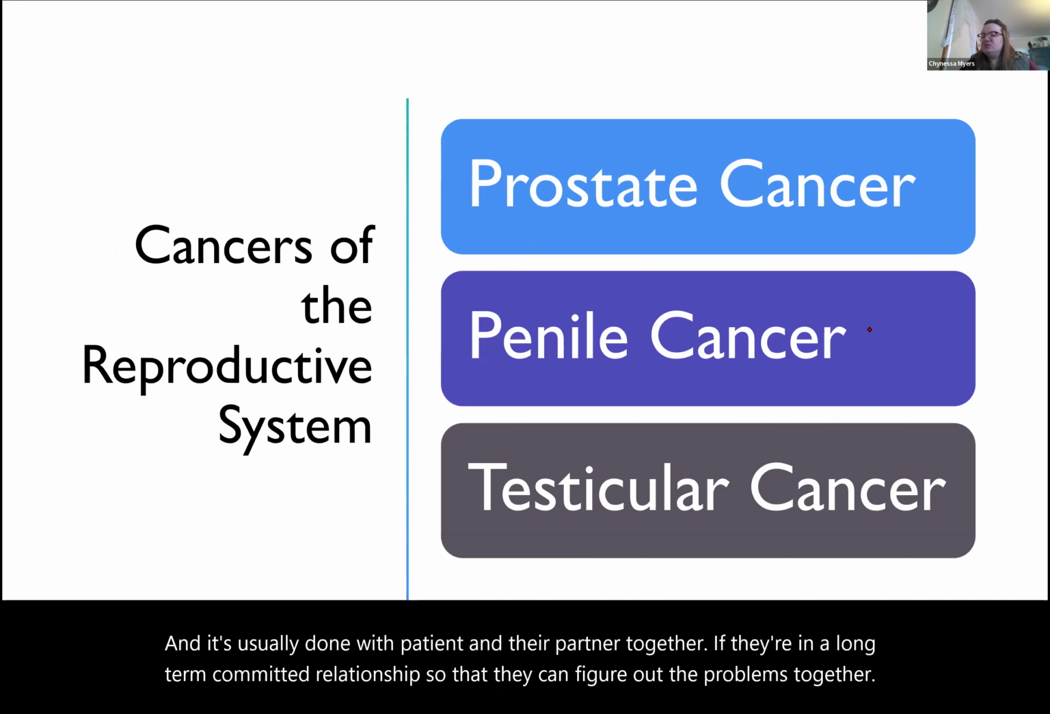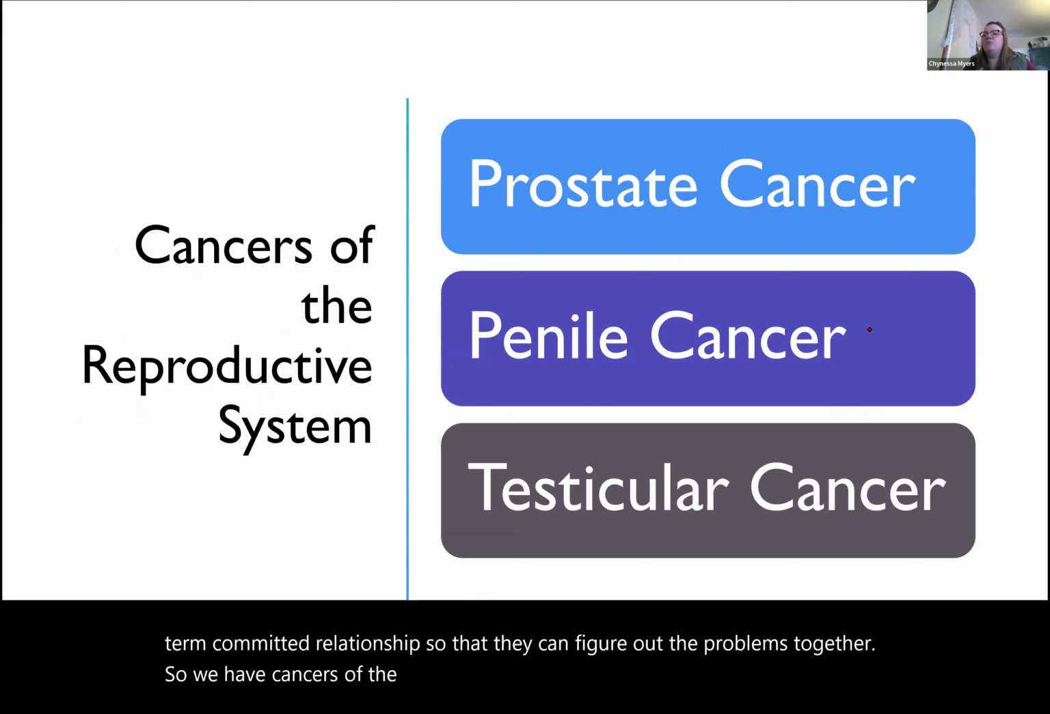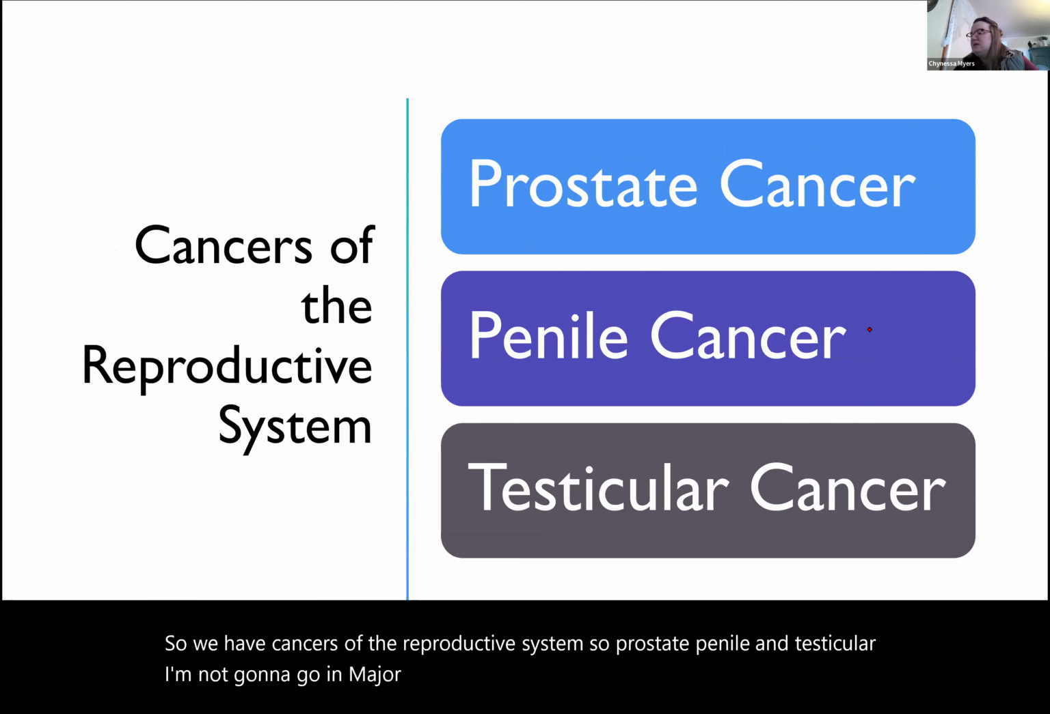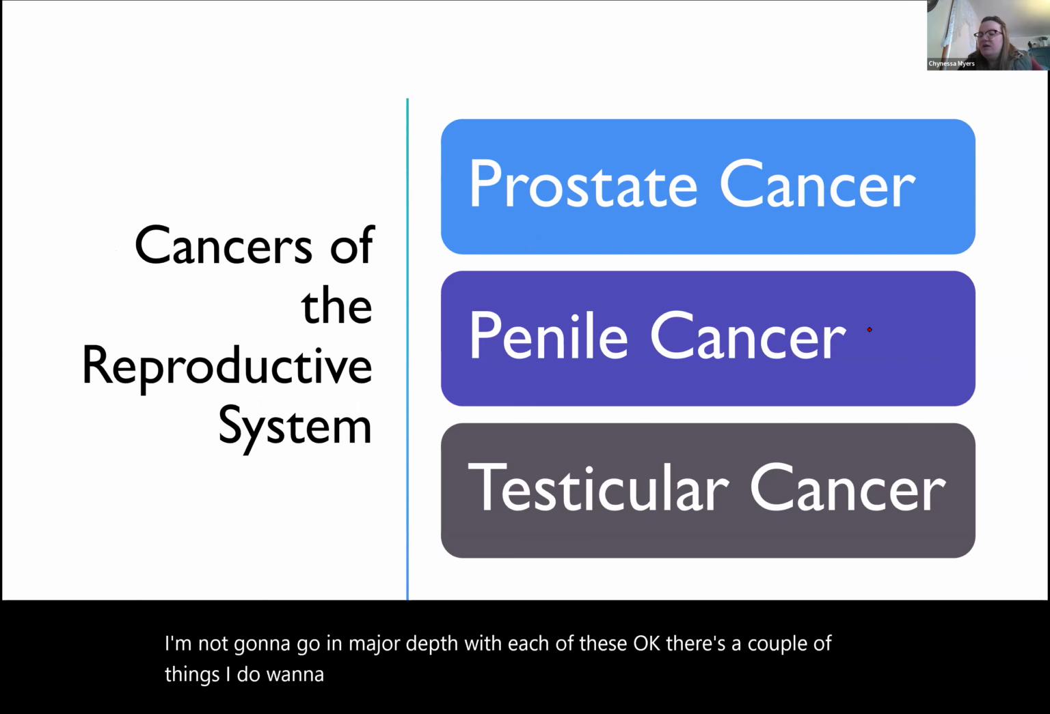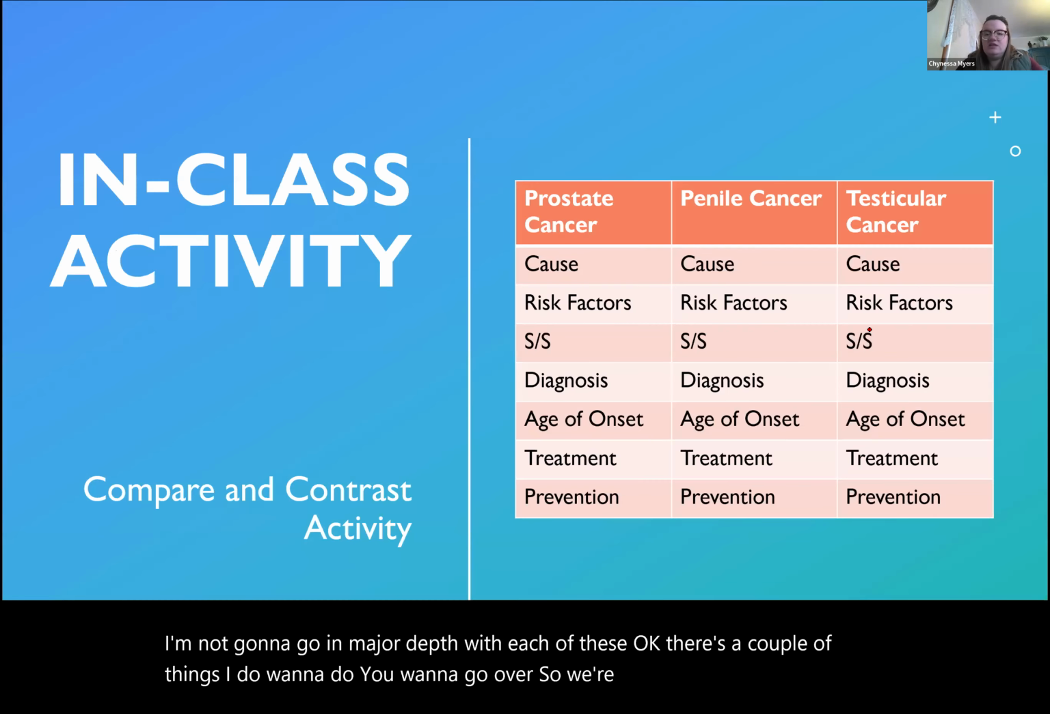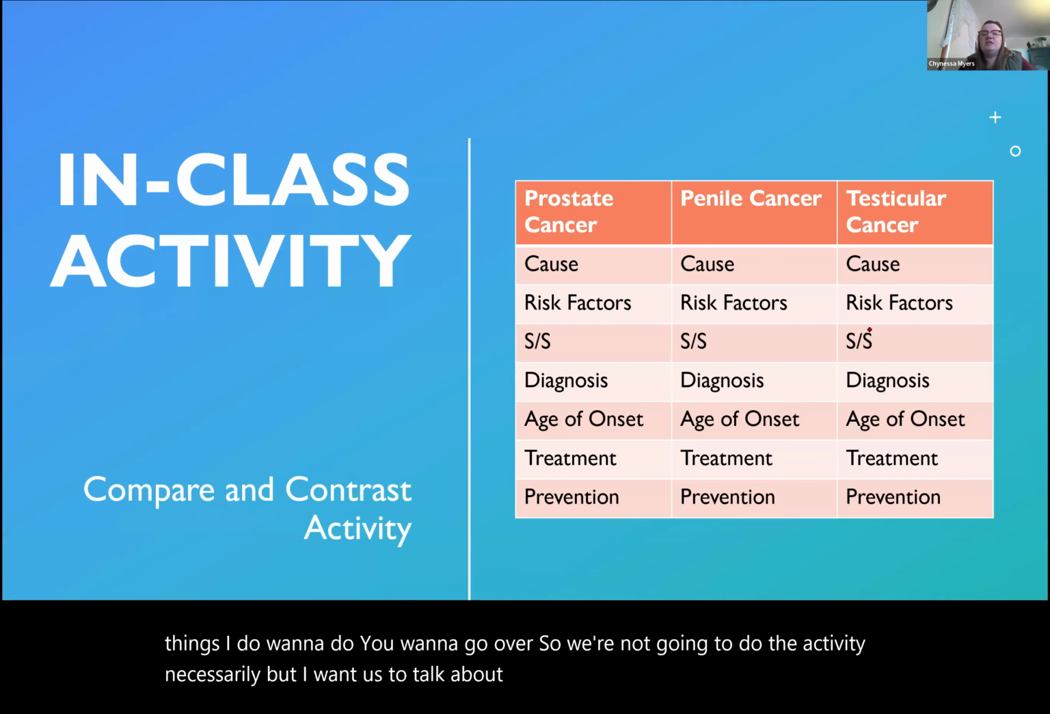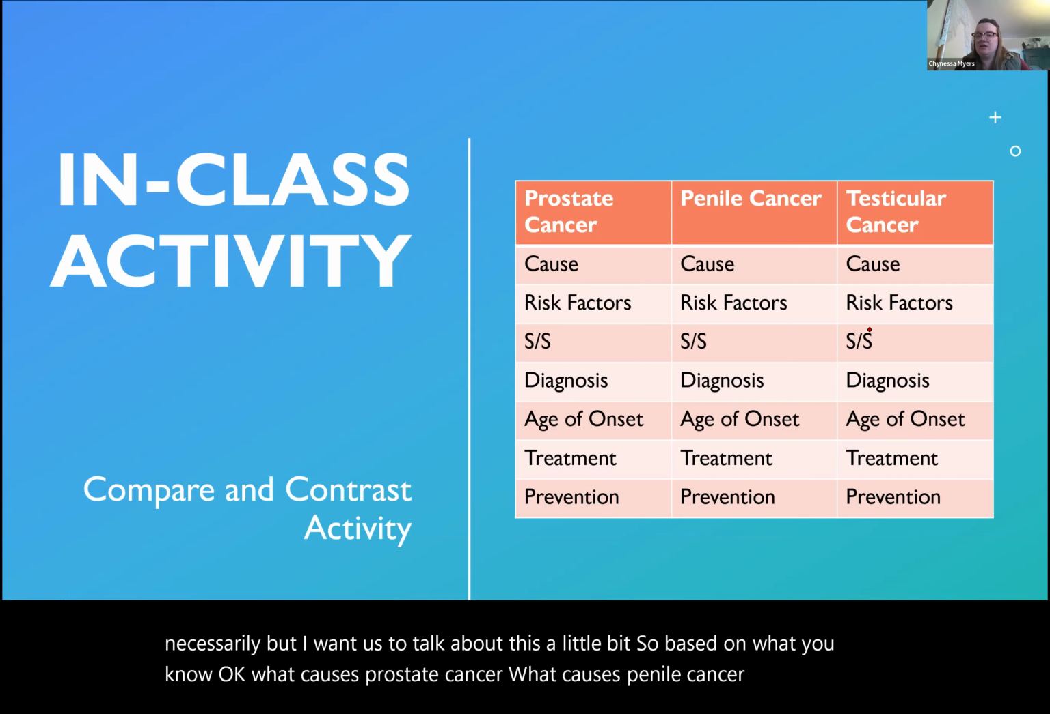So we have cancers of the reproductive system. So prostate, penile, and testicular. I'm not going to go in major depth with each of these. Okay, there's a couple of things I do want to go over. So we're not going to do the activity necessarily, but I want us to talk about this a little bit. So based on what you know, what causes prostate cancer, what causes penile cancer, and what causes testicular cancer?